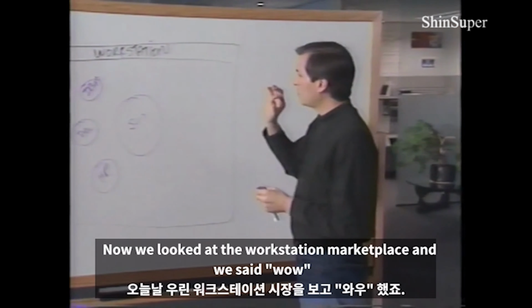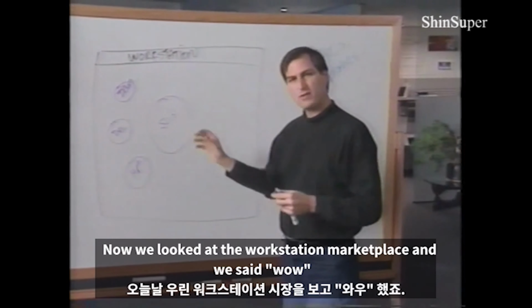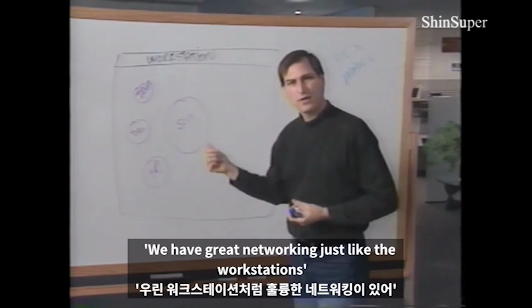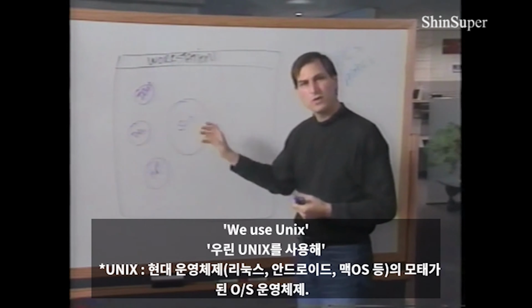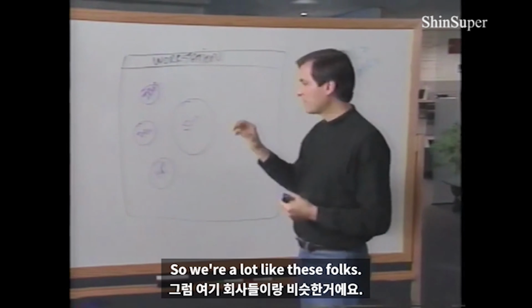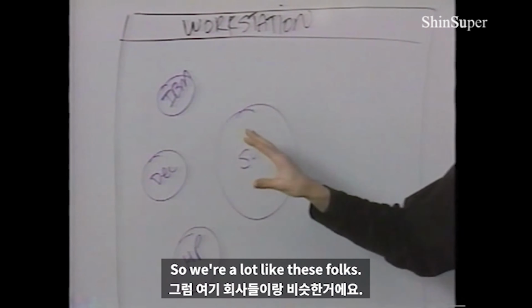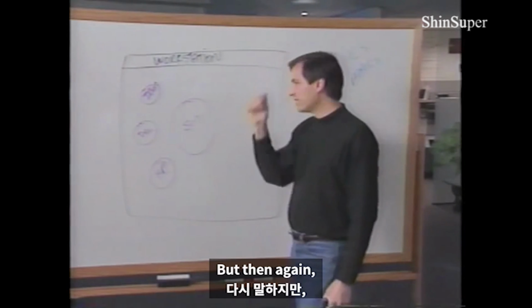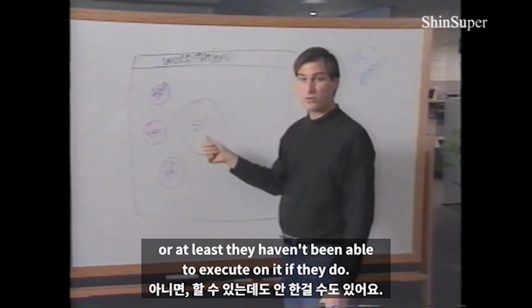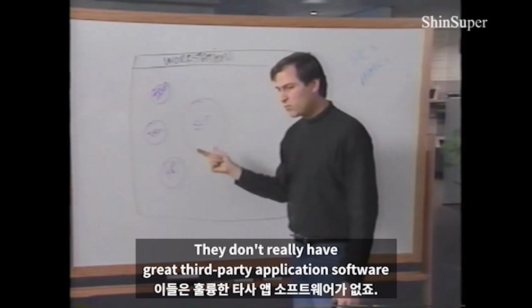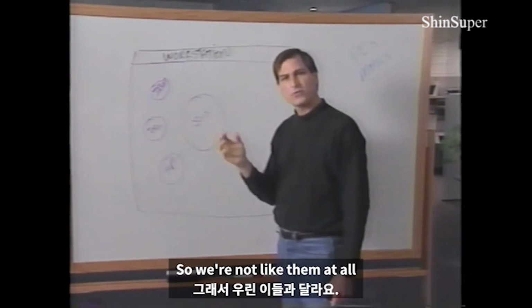Now, we looked at the workstation marketplace and we said, wow, we have multitasking. We have great networking just like the workstations. We use Unix. We have a pretty good development environment. So we're a lot like these folks. But then again, these folks don't really care about user interface, or at least they haven't been able to execute on it if they do. They don't really have great third-party application software, and these are not machines for mere mortals. So we're not like them at all.